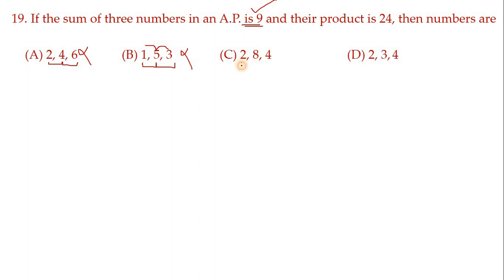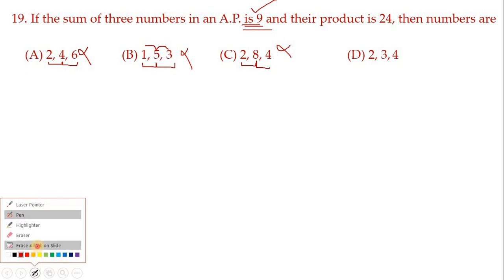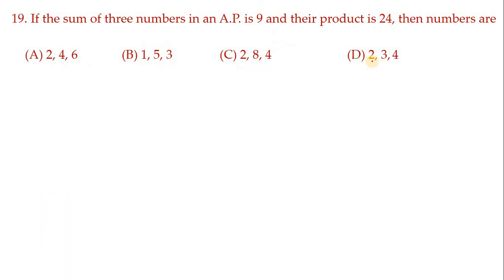Next one. 2 plus 8 is 10. So 10 plus 4 is 14. The sum we are not getting, hence this cannot be possible. Hence automatically D will be the correct answer. If you want to check it, 2 plus 3 is 5, 5 plus 4 is 9. So 2 times 3 is 6, 6 times 4 is 24. So the correct option is D.